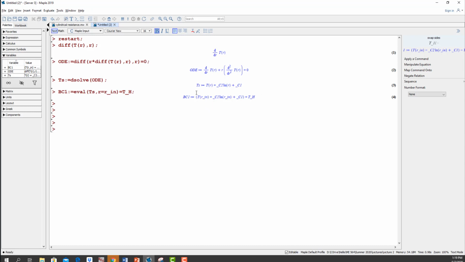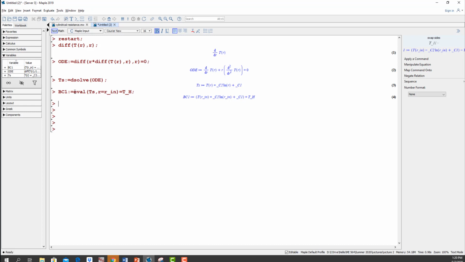You can see there's one little fly in the ointment, and that is that when you use the eval command, you get both the left side and the right side. So it said t at r equal rn is equal to c2 times the natural log of rn plus c1 is equal to th. If I want an algebraic expression that I can actually manipulate, I'd really rather not have this left-hand side that resulted from the eval command.